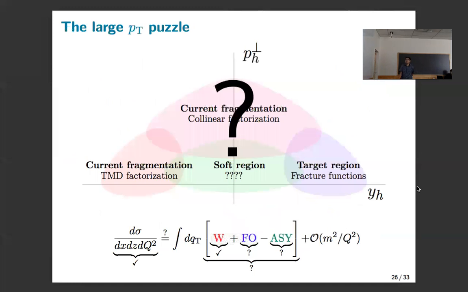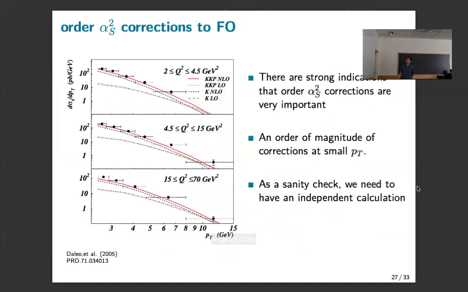Still, there are some issues here and I don't understand how to fix them completely. There are strong indications, shown by DeLeo et al. around 2005, that you can get significant K factors just by going to the next order of this observable, not considering the LO. You can see it was almost an order of magnitude. While such an order of magnitude improvement is not very appealing, we decided to do a sanity check ourselves, computing this thing and making sure that we see this kind of behavior.